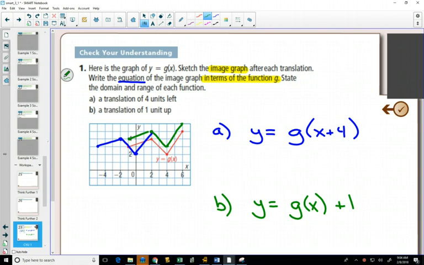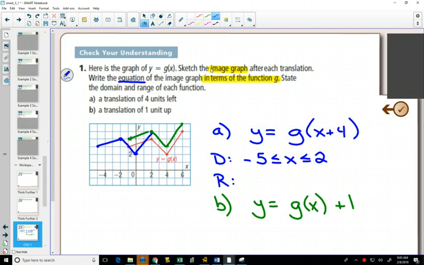State the domain and range of each function. So starting with the blue one, I'm going to write this in set notation. Our domain, those are our x values. They go from minus 5 as our smallest x value all the way up to 2. So in set notation, you could say that x is between minus 5 and 2. So you could write it as negative 5 is less than or equal to x is less than or equal to 2.